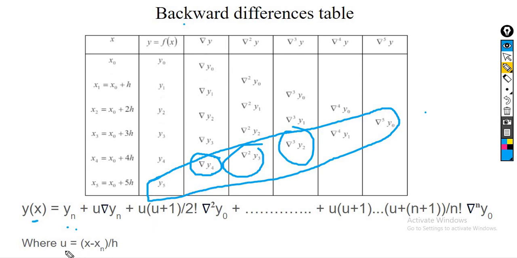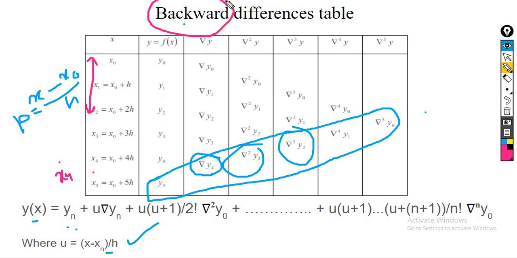Now see, p is similar: x minus xn divided by h. In case of forward difference, p was considered as x minus x0 divided by h, but in this case it is written as x minus xn divided by h. So what is the difference? In the forward difference, if values are in the upper range, we consider the forward difference. But in the backward difference, if the values are somewhere here, for example if you want to find x4 dash, which is in between x4 and x5, it is better to use the backward difference.